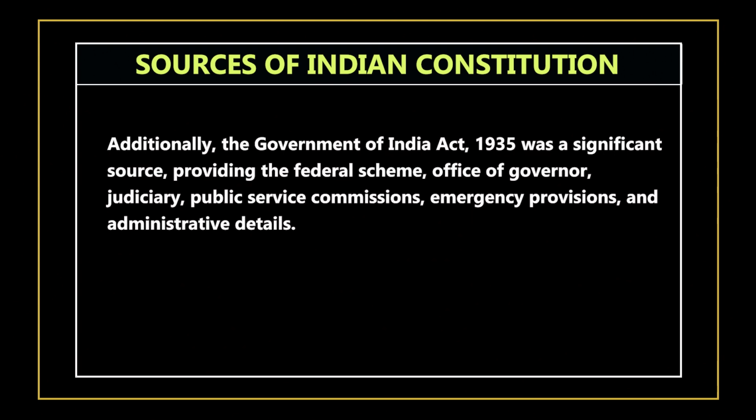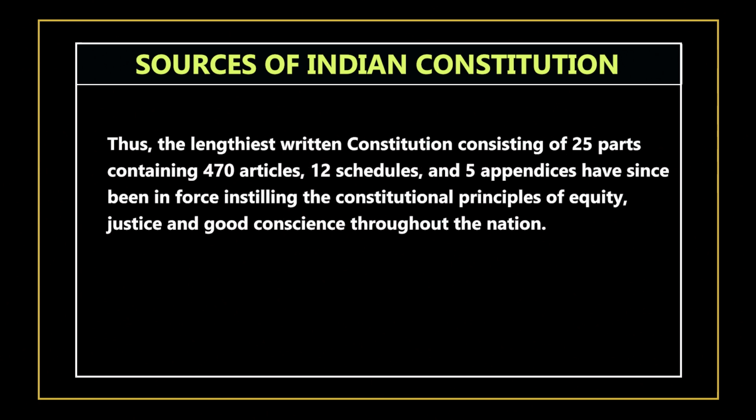Additionally, the Government of India Act 1935 was a significant source, providing the federal scheme, office of the governor, judiciary, public service commissions, emergency provisions and administrative details. Thus, the lengthiest written constitution, consisting of 25 parts containing 470 articles and 12 schedules and 5 appendices, has since been in force, instilling the constitutional principles of equity, justice and good conscience throughout the nation.